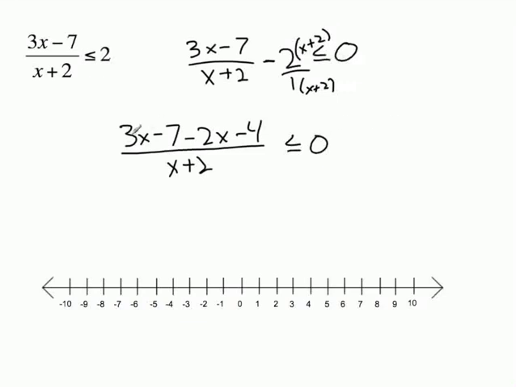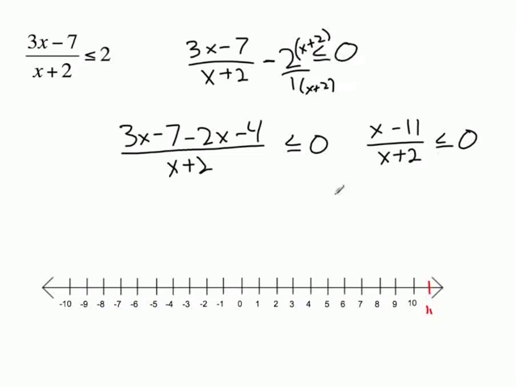You combine like terms, 3x minus 2x is just x. And then -7 minus 4 is minus 11, over x plus 2, is less than or equal to 0. Now, there's a problem here. We don't have an 11. So we're going to make an 11.